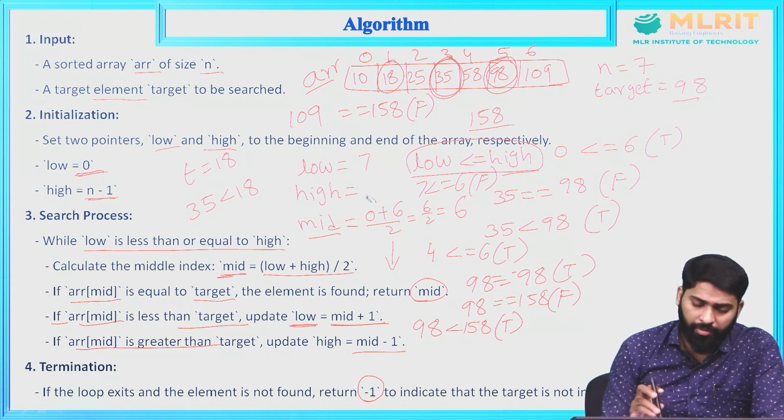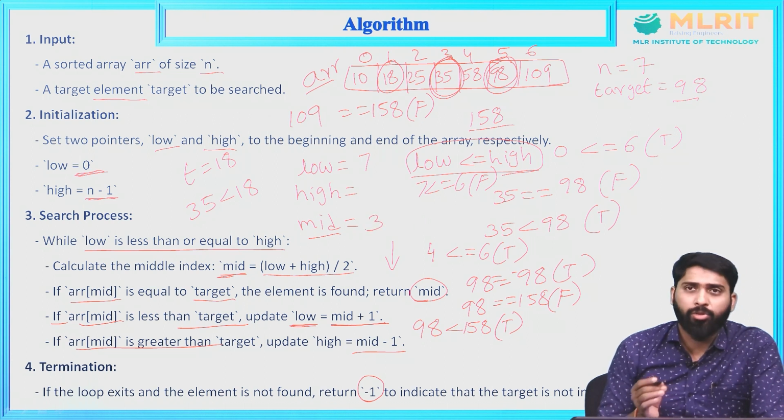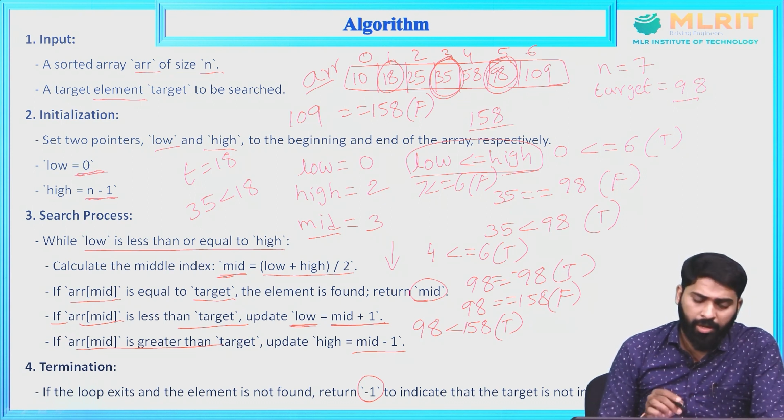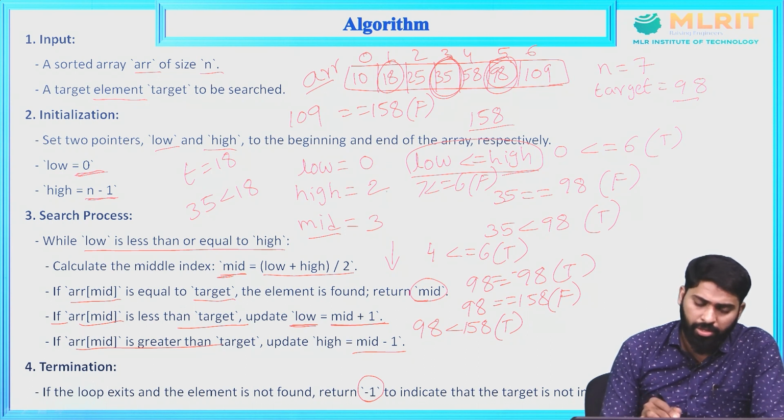What is the initial value of the mid? Initial value of the mid is 3. So 3 minus 1, 2 now. The low value is 0 only. Okay, so now again what is the mid? 0 less than 2 is true. So again 0 plus 2 by 2 is 1 now. Now mid value is 1.